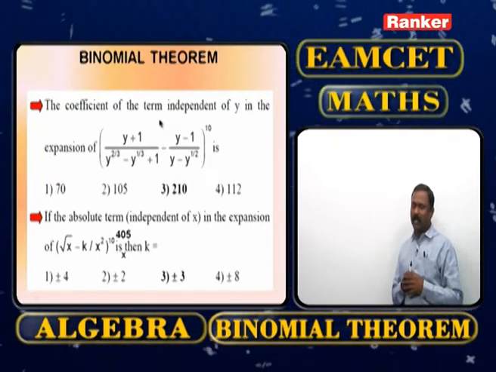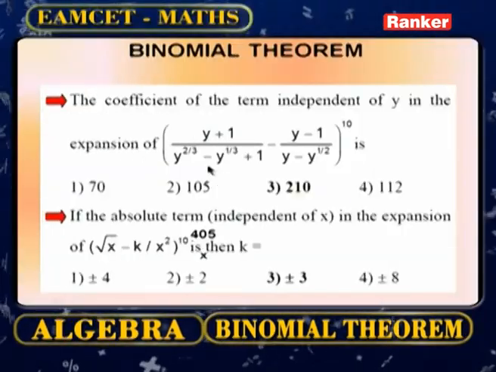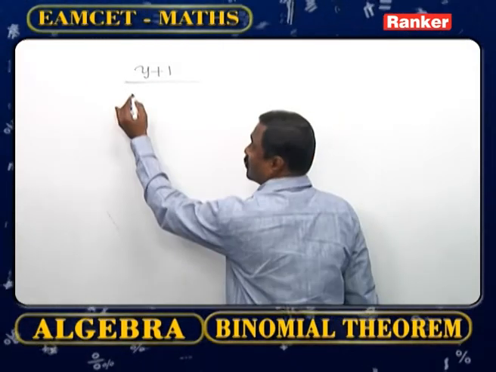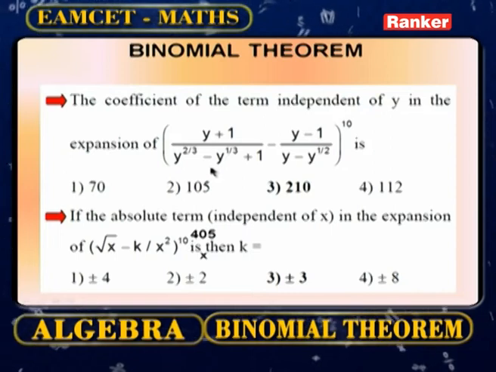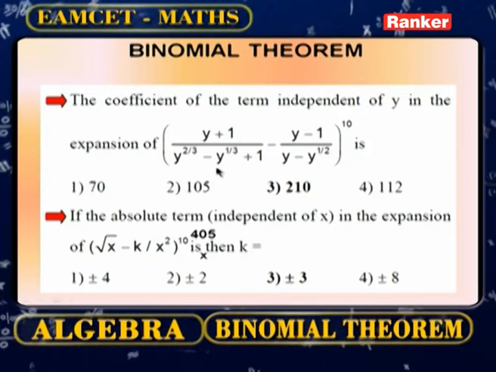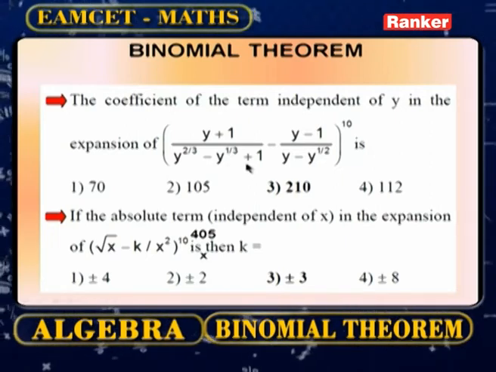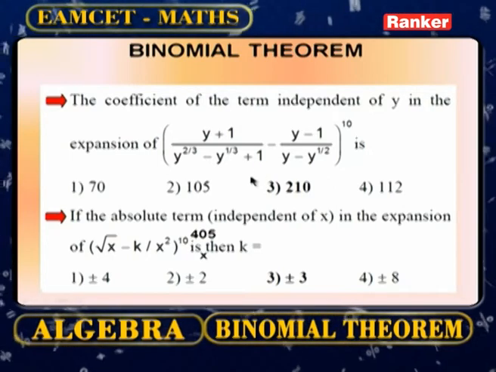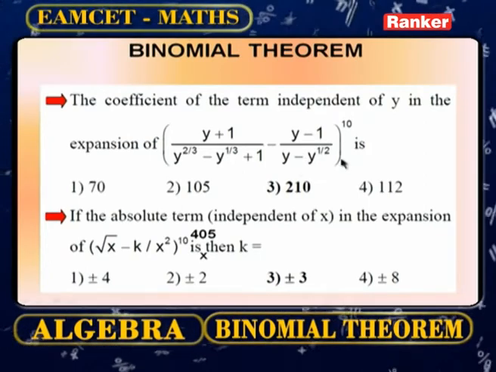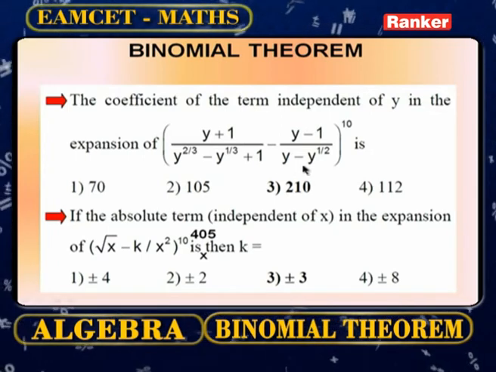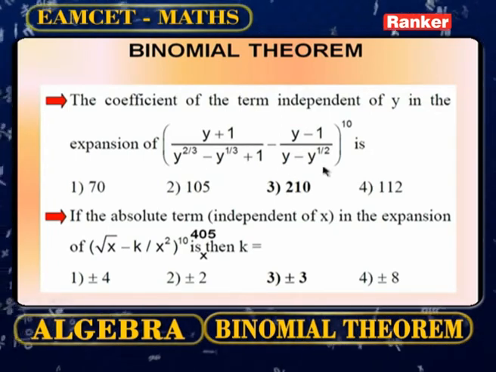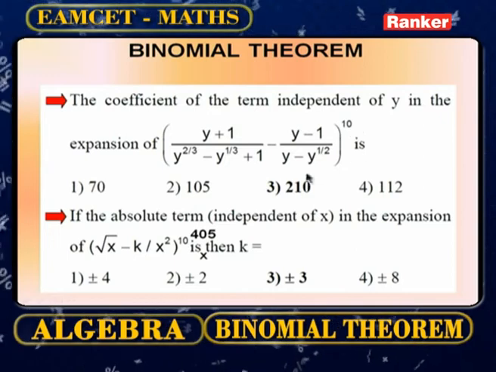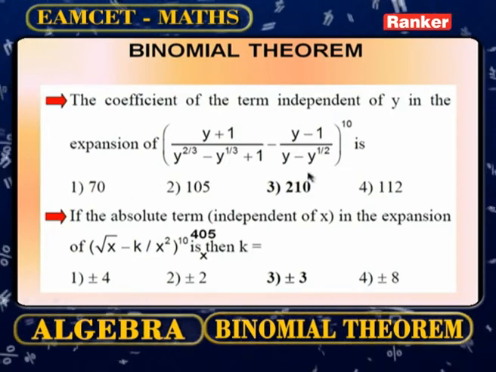Okay, the coefficient of the term independent of y in the expansion of (y plus 1 upon y power 2 by 3 minus y power 1 by 3 plus 1 plus 1 minus of y minus 1 upon y minus y power 1 by 2) whole power 10 is given. So from this one you have to find the term independent of x.